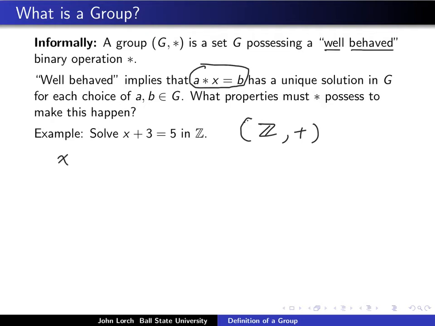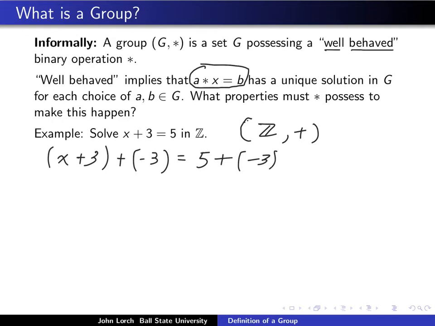Well, the first thing we would probably want to do is get rid of the 3 on the left side. And so I start with my x plus 3, and the thing that I would want to add would be minus 3 on the left. And whatever I do on the left, I need to do on the right, so I go ahead and add minus 3 on the right.